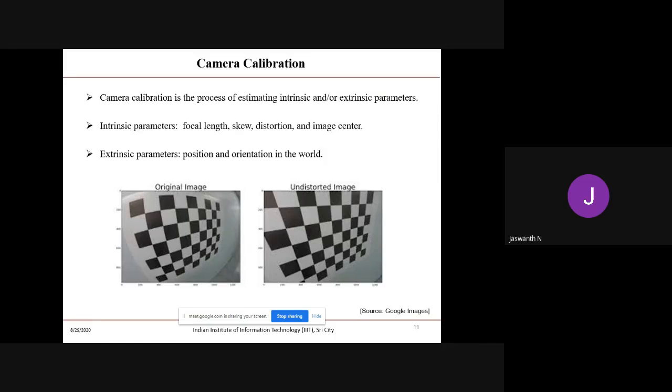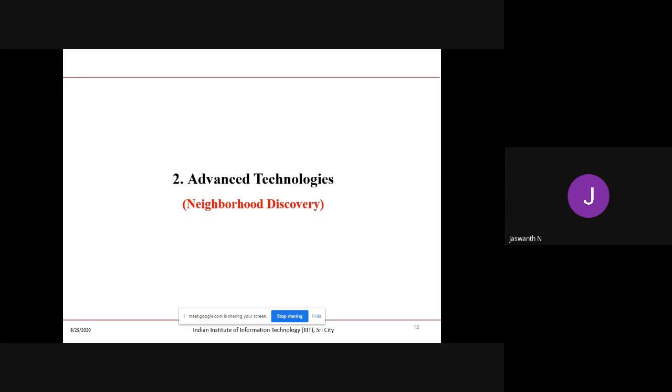So you can see from the figure, the original image shown on the left-hand side is the distorted version of your image, where you calibrate your camera lens to get aligned with the three-dimensional world, so that you can undistort and avoid this kind of distortion, so that the image would look like the right-hand side diagram. So now, apart from this, what are some advanced technologies that really help in the space of autonomous driving for neighborhood discovery?